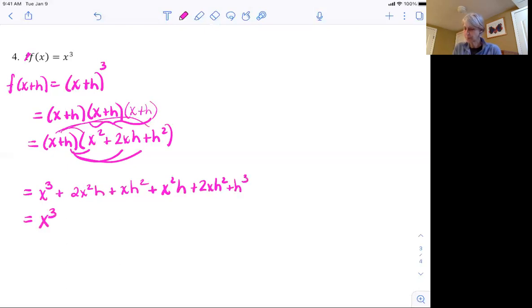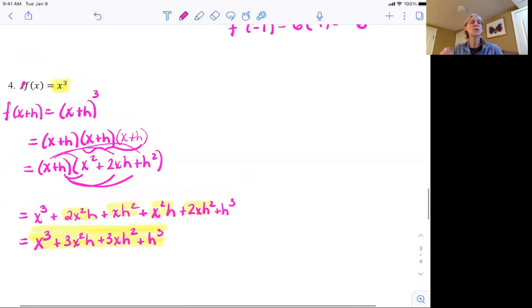x cubed, 2x squared h and x squared h gives me 3x squared h. xh squared plus 2xh squared gives me 3xh squared plus h cubed. There's my f of x plus h. There's my f of x. We're going to substitute these values into our limit definition.